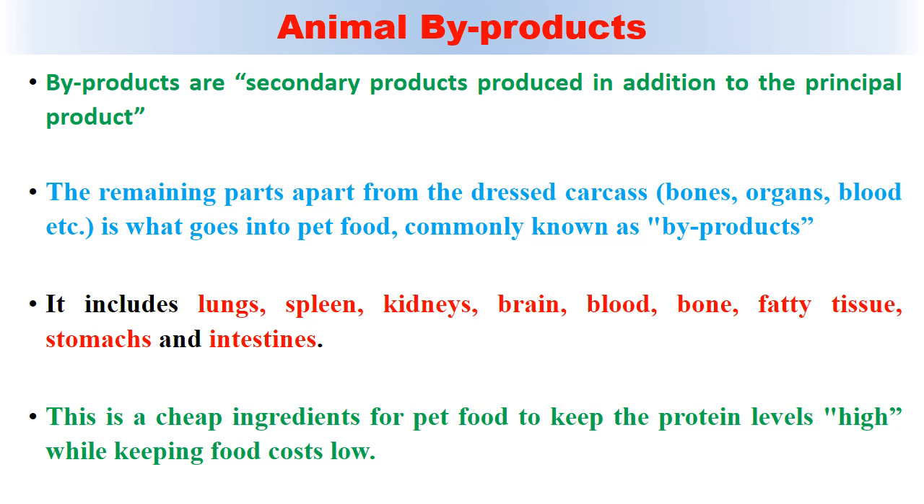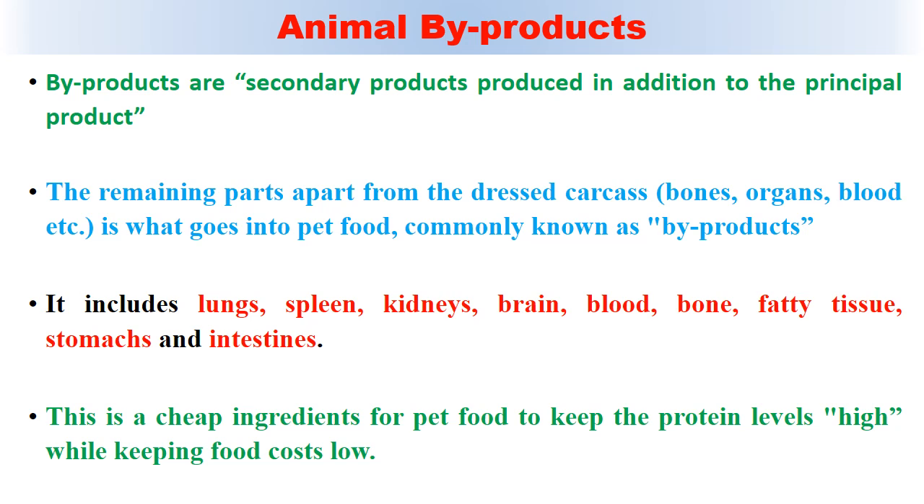Now we will see a little more detail about animal byproducts. As a definition, byproducts are the secondary products produced in addition to the principal product. Whenever we make something, the secondary aspect is called a byproduct. When we slaughter an animal, it is mainly for meat, so other than the meat, all the rest are byproducts. The remaining parts apart from the dressed carcass, that is bones, organs, blood, etc., go for pet food. They are the byproducts other than the main product, that is the meat.